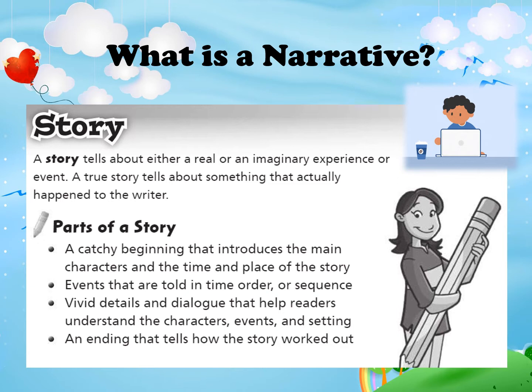In writing a narrative, we have to know what the different parts of a story are. First, we should have a catchy, interesting beginning that would introduce the main characters and the setting of the story. Second, we have to make sure that the events are told in time order or sequence. There are many transitional devices or keywords that you can use in order to organize your events in sequence.